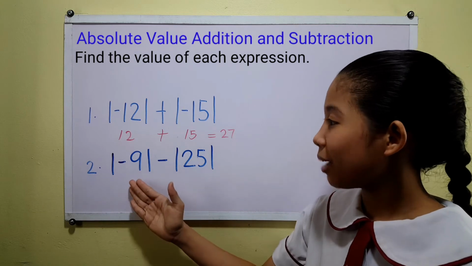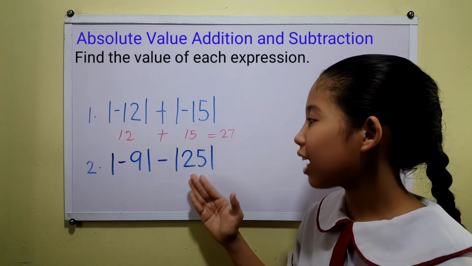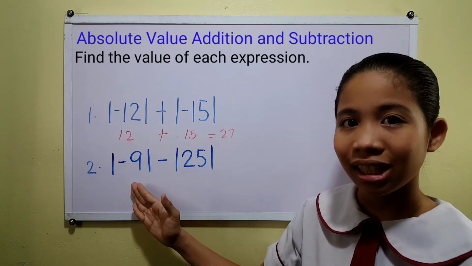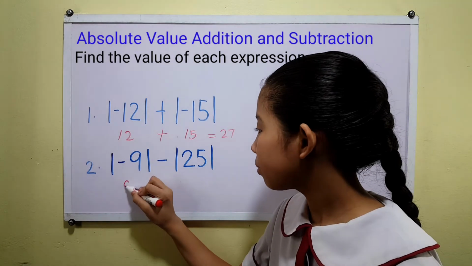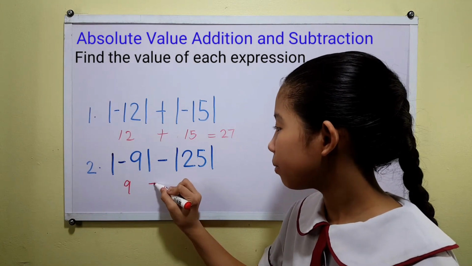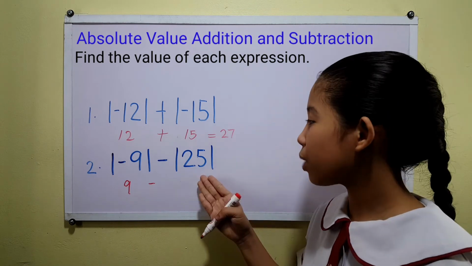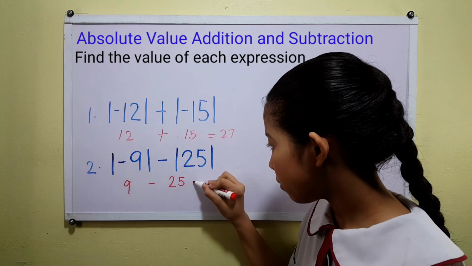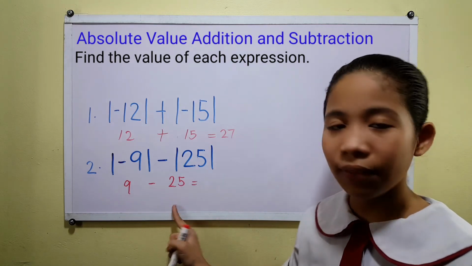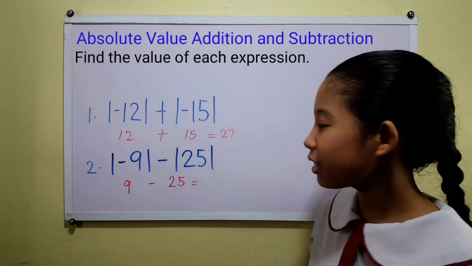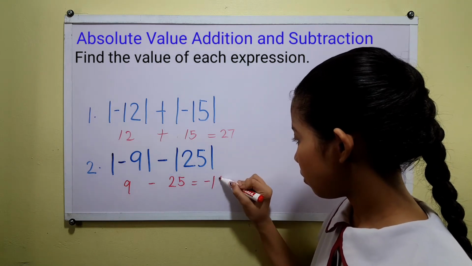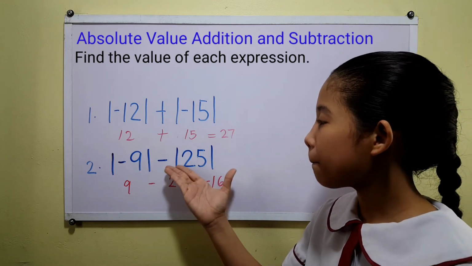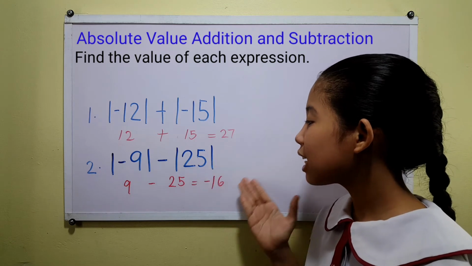So the answer to absolute value of negative 12 plus absolute value of negative 15 is 27. Next, we have absolute value of negative 9 minus absolute value of 25. The absolute value of negative 9 is 9. Copy the operation. And the absolute value of 25 is 25. So 9 minus 25 is equal to negative 16. So the answer to the absolute value of negative 9 minus absolute value of 25 is negative 16.